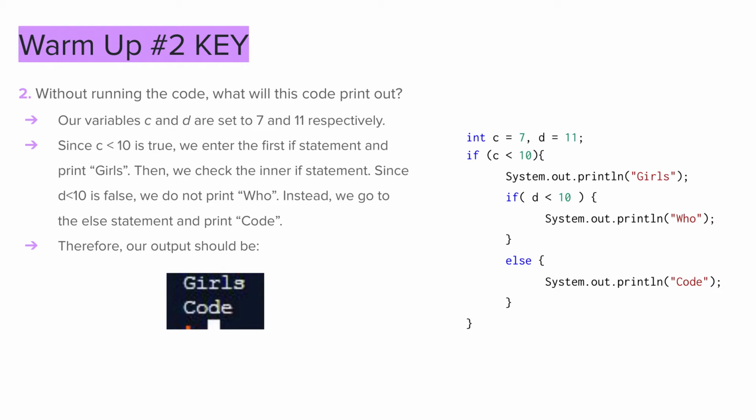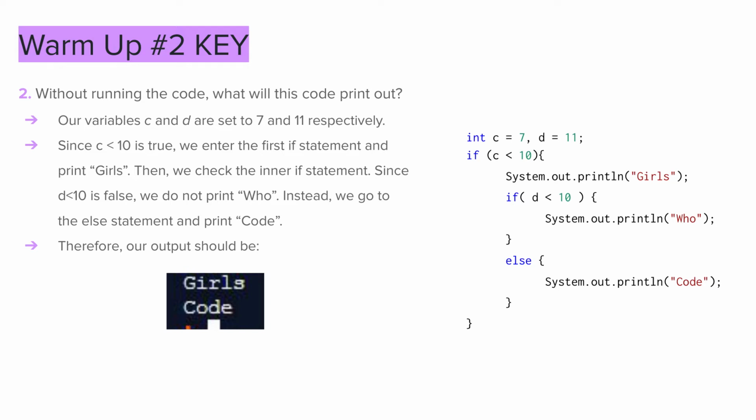The outer if statement checks whether C is less than 10. If it was not less than 10, then none of the code inside of it would run. However, C is equal to 7, which is less than 10, so now we have to look at the rest of the code. Note that just because C is less than 10, we already know that the program will print out the word girls.